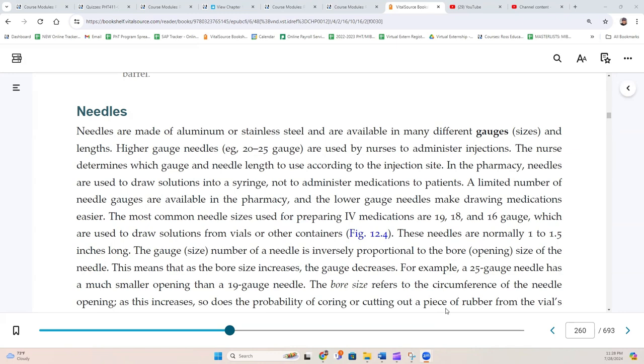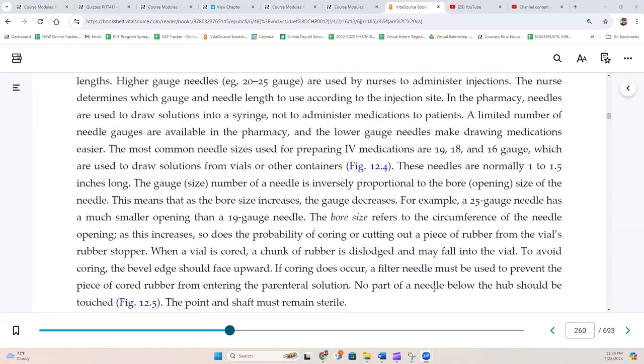The most common needle sizes used for preparing IV medications are 19, 18, and 16 gauge, which are used to draw solutions from vials or other containers. These needles are normally 1 to 1.5 inches long. The gauge number of a needle is inversely proportional to the bore, which is the opening size of the needle.